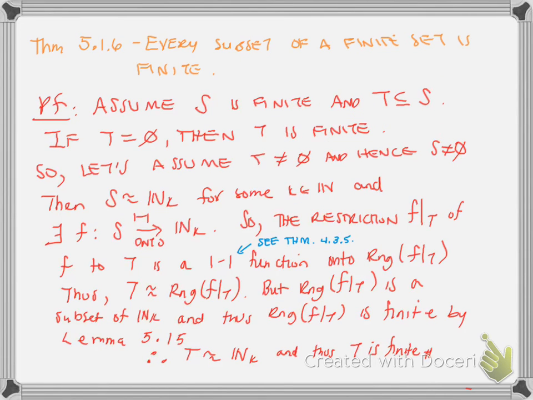All right, so this is one of the big theorems, and then the last thing is the pigeonhole principle that I'll talk about. But here, every subset of a finite set is finite, okay? Well, let's start this proof. So assume S is finite and T is a subset of S. If T is equal to the empty set, then T is finite, right? Well, let's assume it's not equal to the empty set. That would tell us that S is not equal to the empty set, right? Because T is a subset of S.